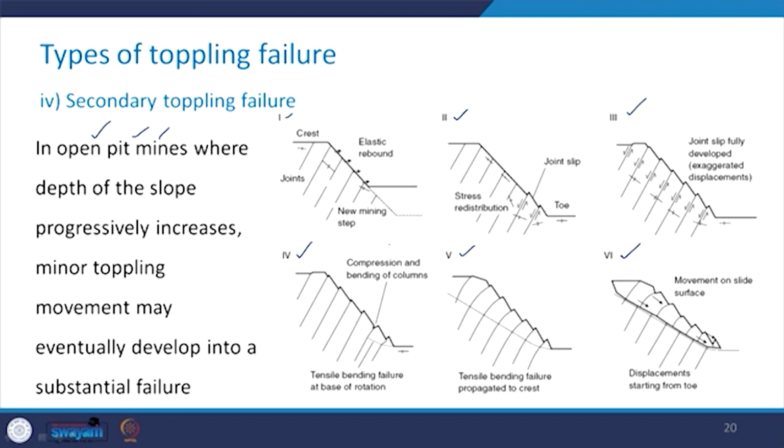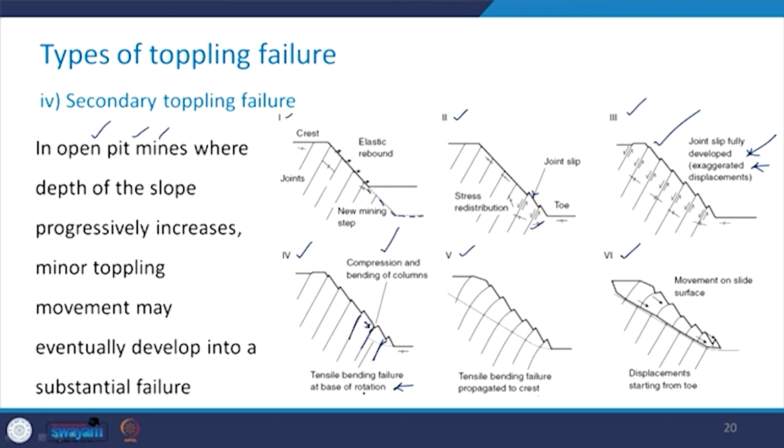So first you see that this is the new mining step which has been shown like this. Now when this is removed, see how the joint slip is created here, and slowly as you keep on going towards the top, towards the mining activities, see how the joint slip gets fully developed in this case, and it is shown by the exaggerated displacements. Then the tensile bending failure takes place at the base of the rotation, and you see compression and bending of these columns. So you see in this particular manner bending and compression is taking place.